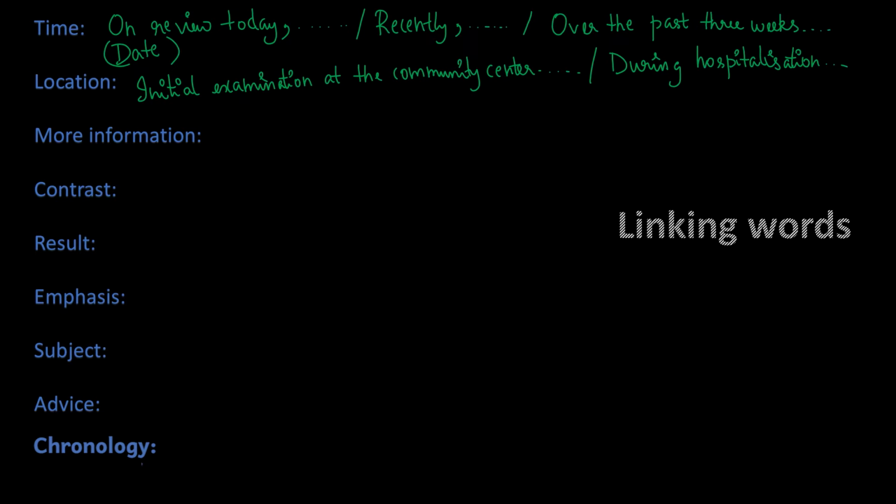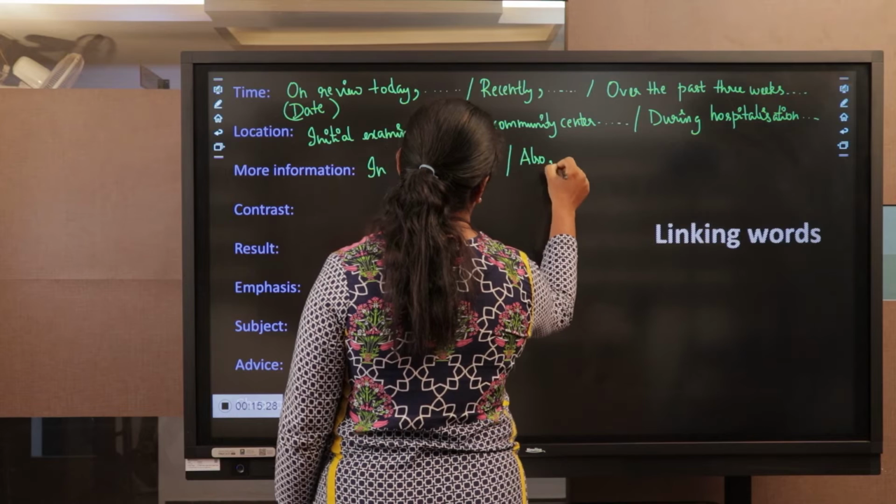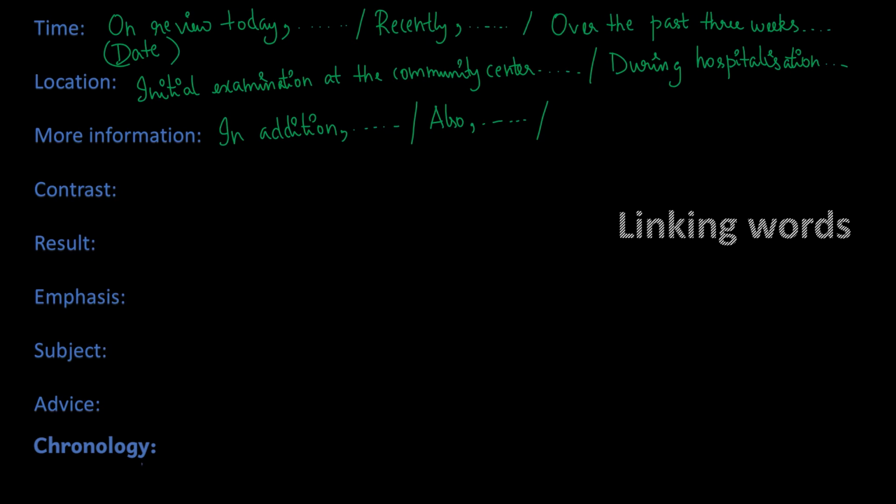Now if I have to add more information to whatever I have written, the details, what kind of linking words can I use? Well, I can use in addition, okay, that means there is something more to what I have just mentioned. Or probably I can say also, which is accepted, and then I can say probably apart from this. Alright, so these are some linking words that I can use to convey the idea that I am adding extra information.